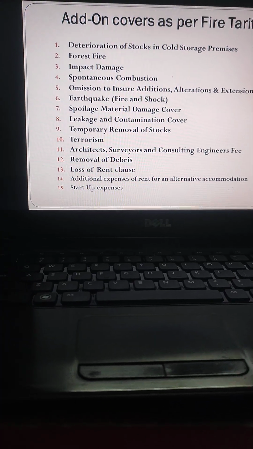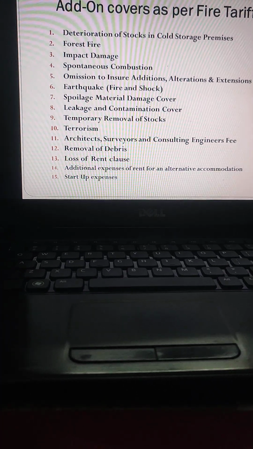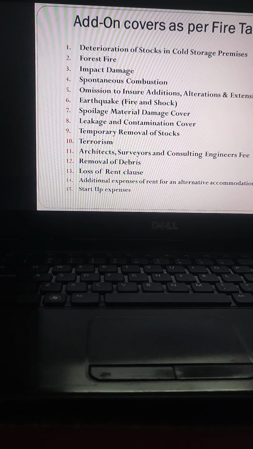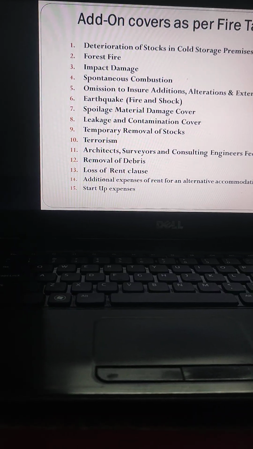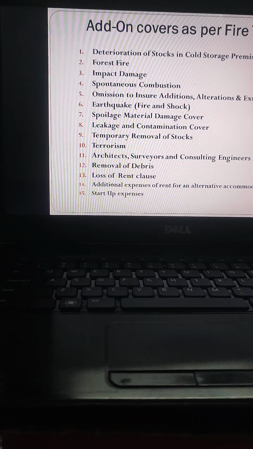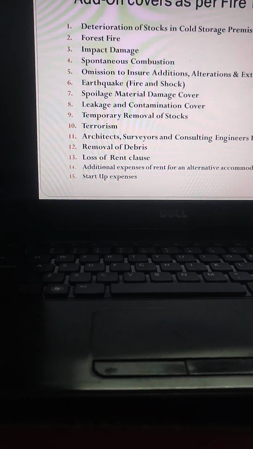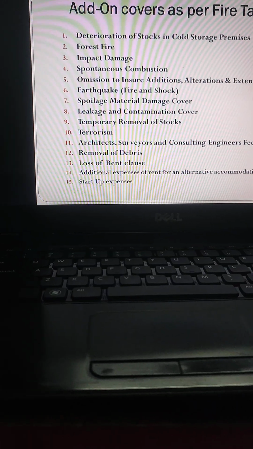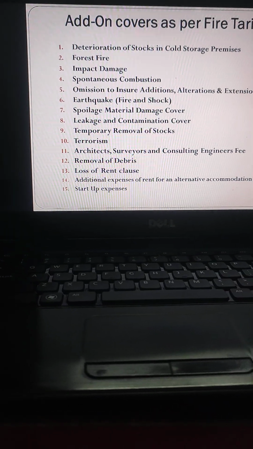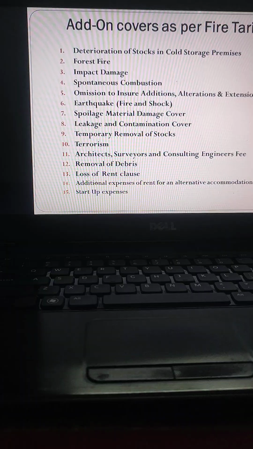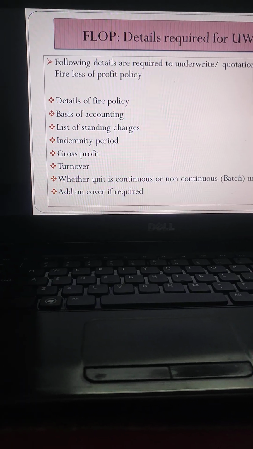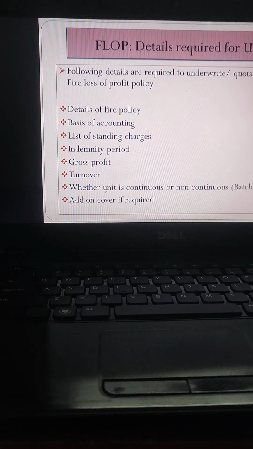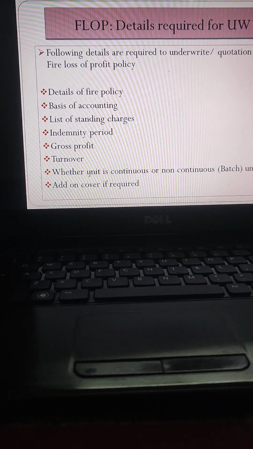Add-on covers could be as per the fire tariff, like deterioration of stocks, forest fire, impact damage, spontaneous combustion, omission to insure additional distance, earthquake, spoilage material damage, leakage and contamination cover, temporary removal of stocks, terrorism, architect, surveyor and consulting engineer fees, removal of debris, loss of rent clause, additional expenses of rent for an alternate accommodation and start-up expenses. Then comes the details required for underwriting.